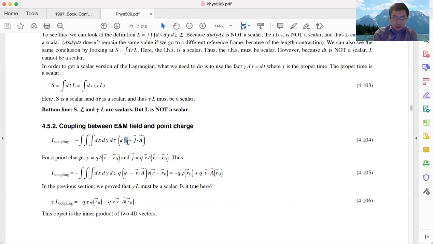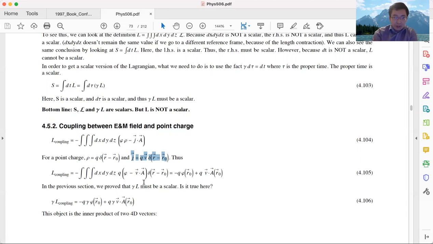We know the charge density, which is this delta function. We know the current density, which is this delta function. So we plug the charge density and current density into my Lagrangian. Then I get the Lagrangian for a point charge. More precisely, the coupling part of the Lagrangian for a point charge.